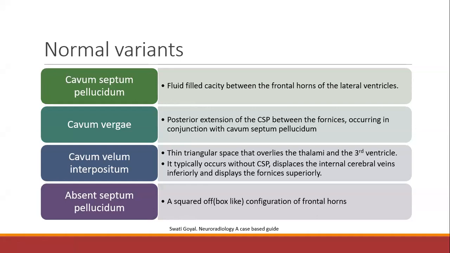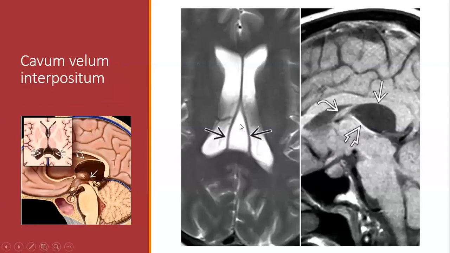Then you have the cavum velum interpositum. Cavum velum interpositum is a thin triangular space that overlies the thalami and the third ventricle. It typically occurs without the cavum septum pellucidum, displaces the internal cerebral veins inferiorly, and displaces the fornices superiorly. So this triangular area is referred to as cavum velum interpositum. Here, it has displaced the fornices superiorly and the internal cerebral veins inferiorly.